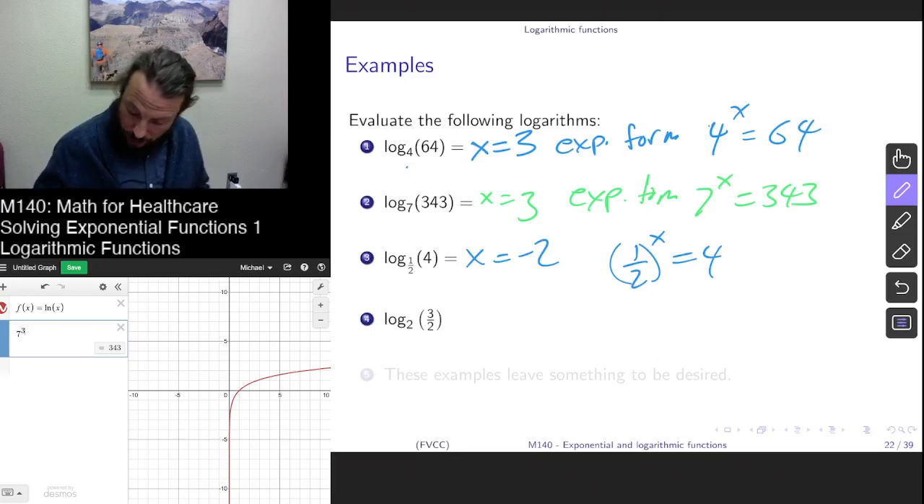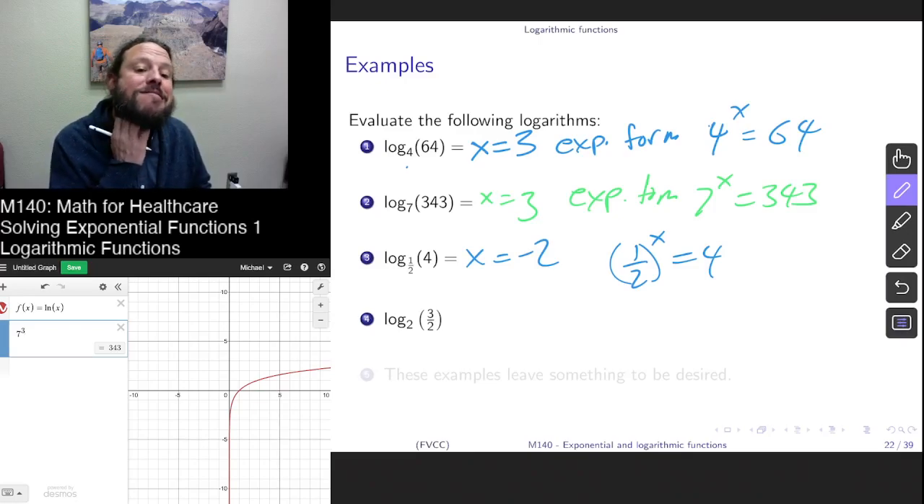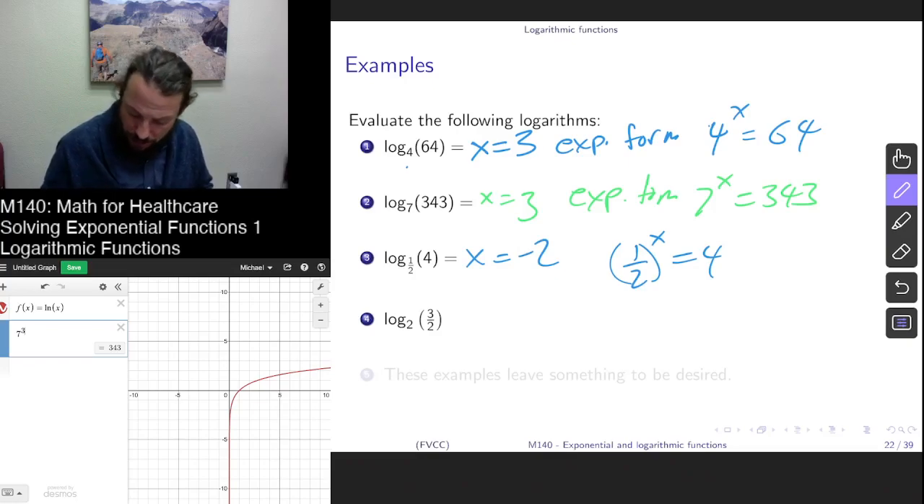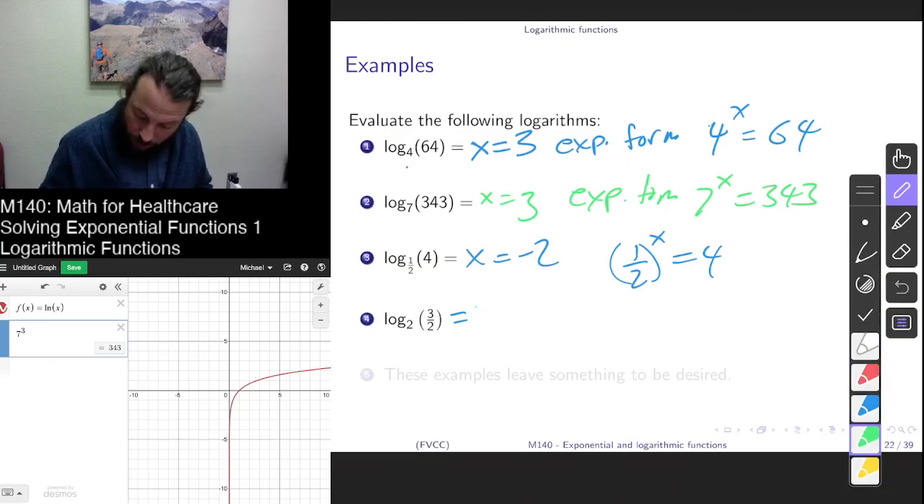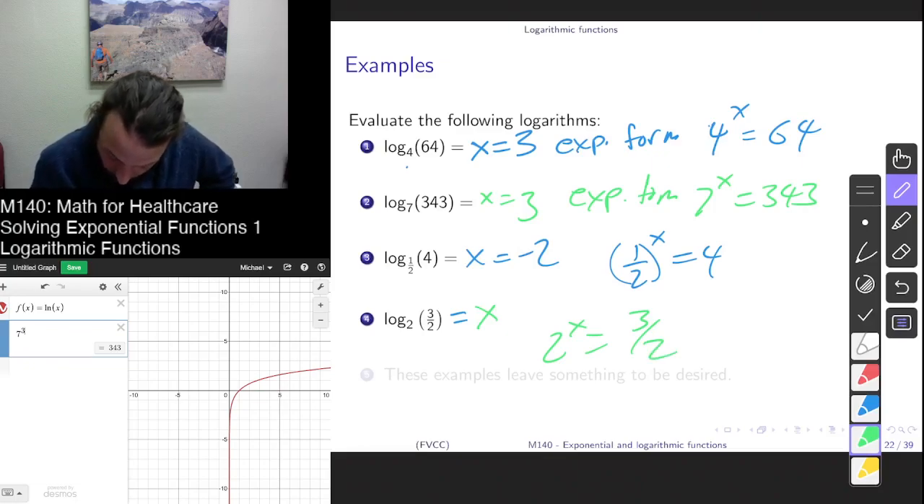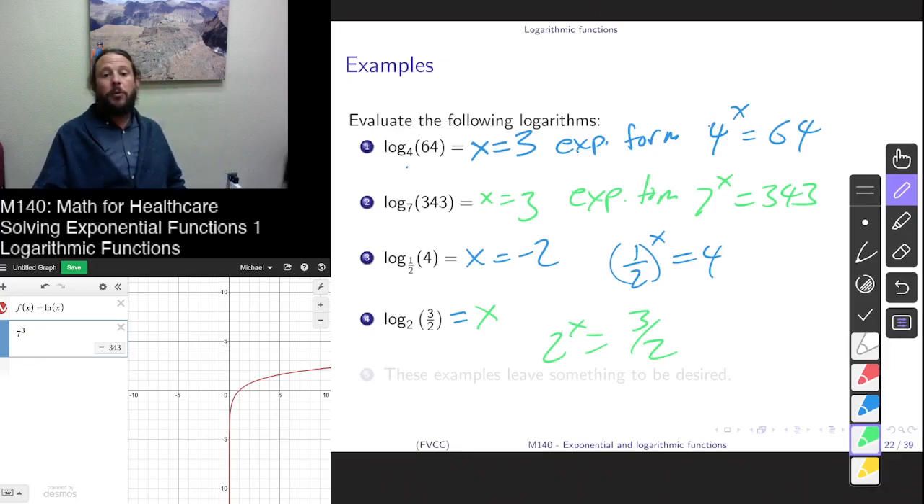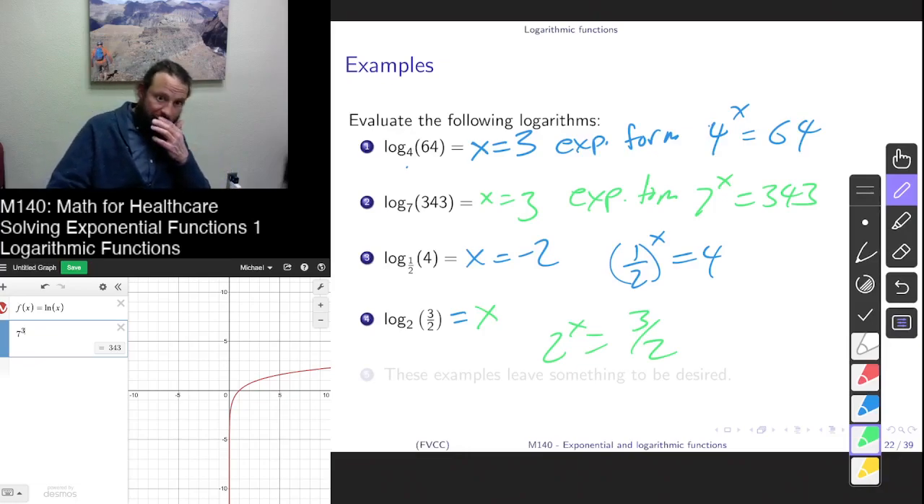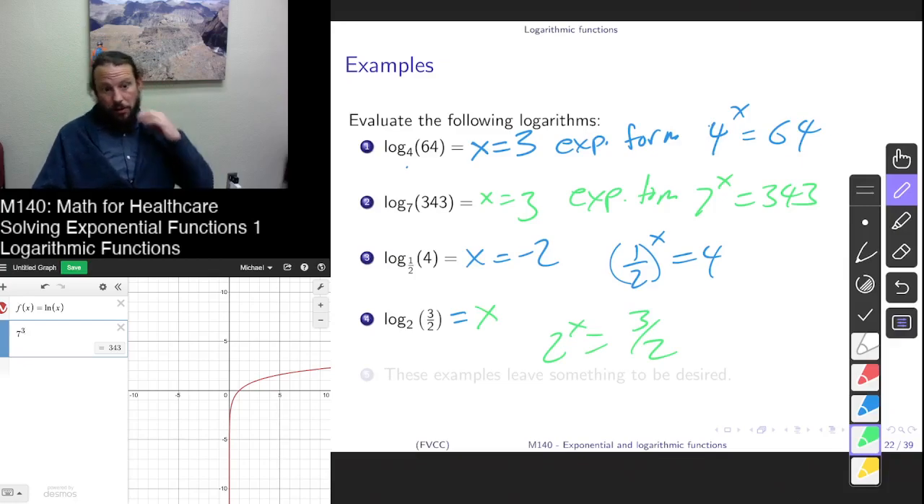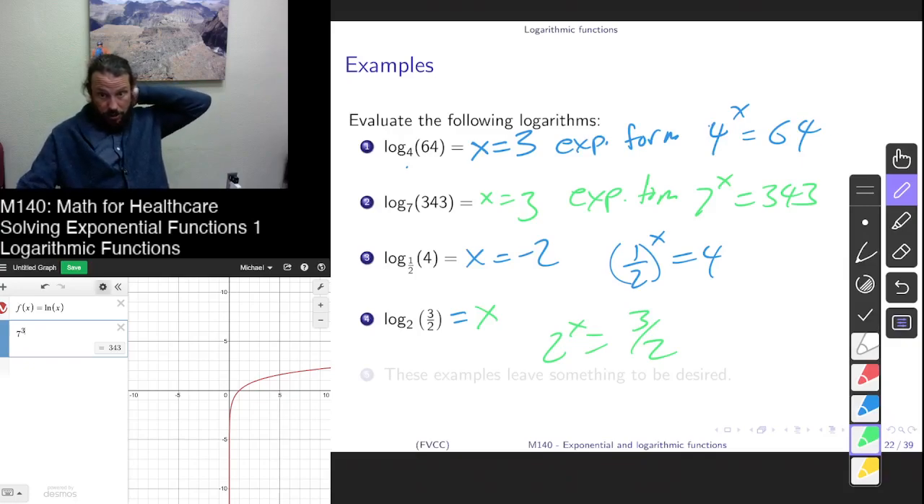And lastly, I'll leave the last one for you to do on your own and try that out. Oh, actually, that's a little tricky. Let me see here, I'll do it. You convinced me. We get 2 to the x equals 3/2. That is a pain. We're not going to worry about solving that one, what the number is. So there are some logs that are reasonable to evaluate yourself, others that aren't.